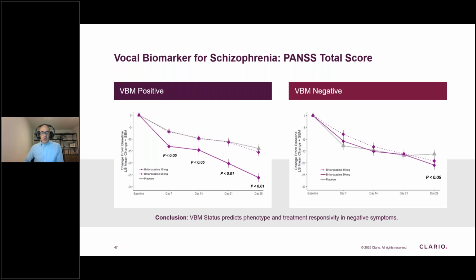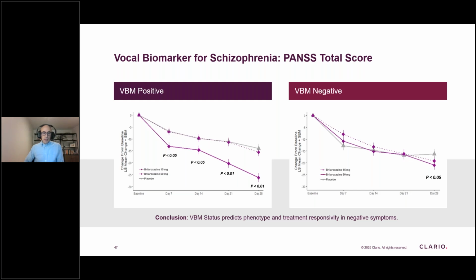When we applied the same general strategy in a study of schizophrenia, looking at acute schizophrenia in patients being treated with brilaroxazine in a study sponsored by Reviva Pharmaceuticals, we saw essentially a replication of our earlier finding. Those VBM positive patients exhibited remarkable response to the drug. VBM negative patients did as well, but it was much more pronounced in the VBM positive folks.